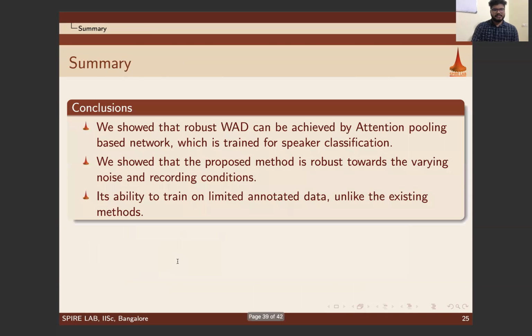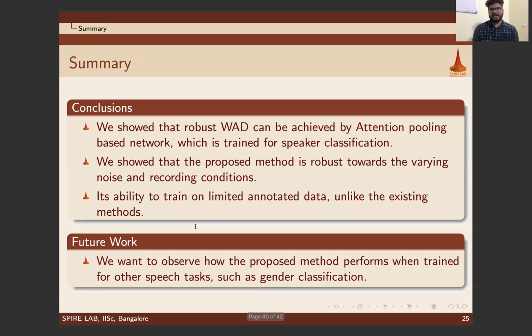So to conclude, we showed that robust VAD can be achieved by an attention pooling based network, which is trained for speaker classification. We also showed that the proposed method is robust toward varying noise and recording device conditions. And the major advantage of the proposed method is that it can be trained on limited annotated data. That is, we only need annotation for approximately 10% of the training data, which is used for computing the parameters in the post-processing block. For the remaining training data, we only need the speaker labels, which will be a major advantage when we have a larger whisper speech corpus for the training.